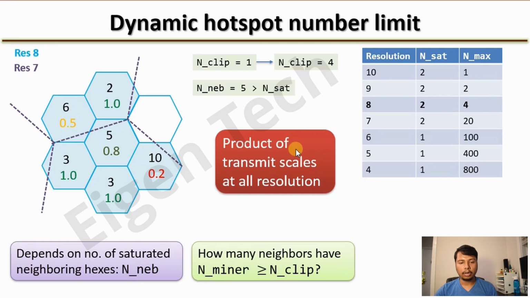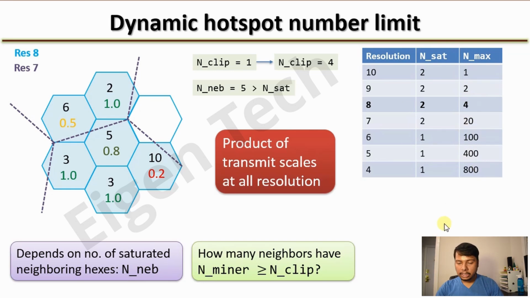But to get the final or net transmit scale, you have to take the product of transmission scales at all resolutions, as I showed you earlier. Even though I showed you this particular example for resolution 8, the same explanation holds for all the resolutions, but the numbers in saturation and in max will be different, and these are the chain variable numbers.